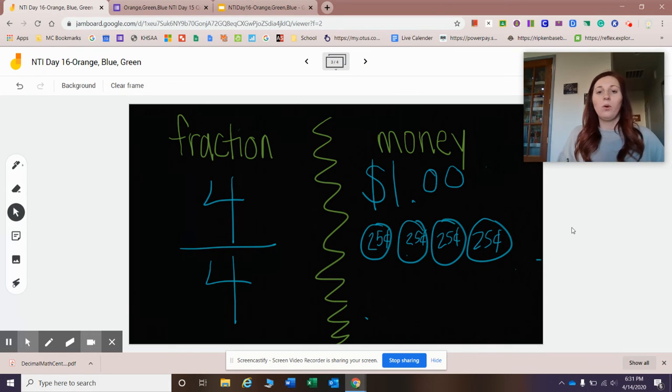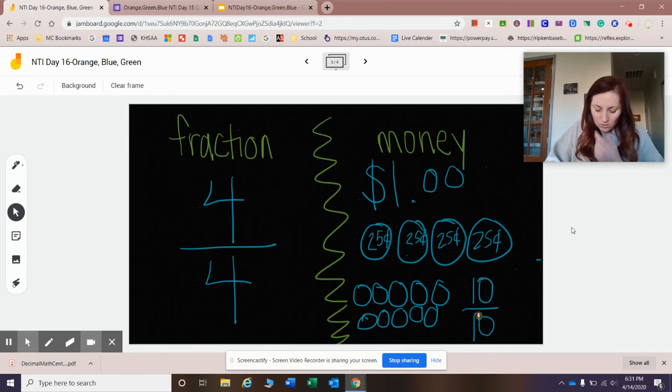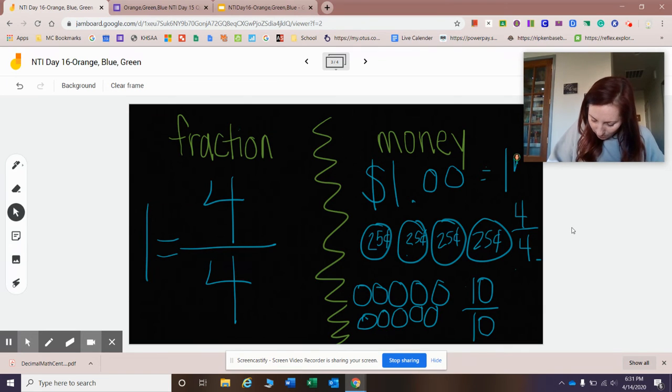Or 4/4 would be equal to, if you're talking in terms of dimes, 10 dimes. So it could be 10 over 10, 4 over 4, which is kind of what we said was equal, or 1 whole. See all these equivalent fractions?